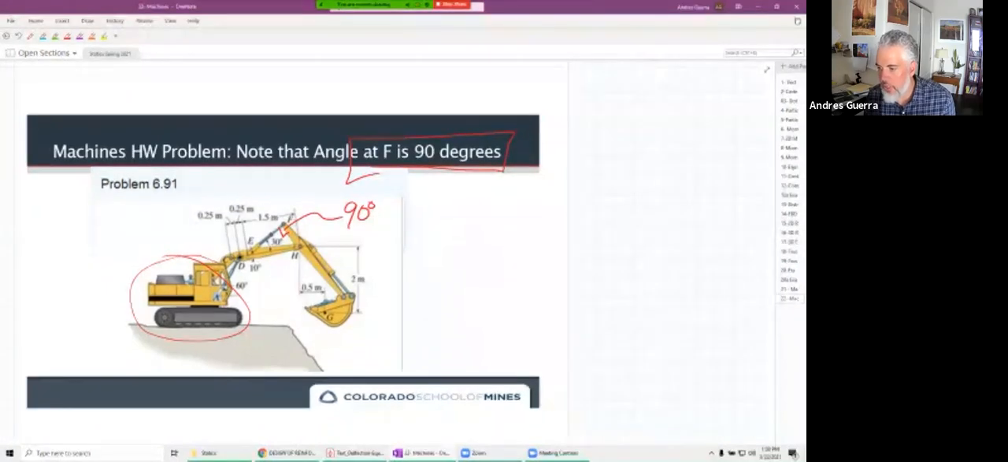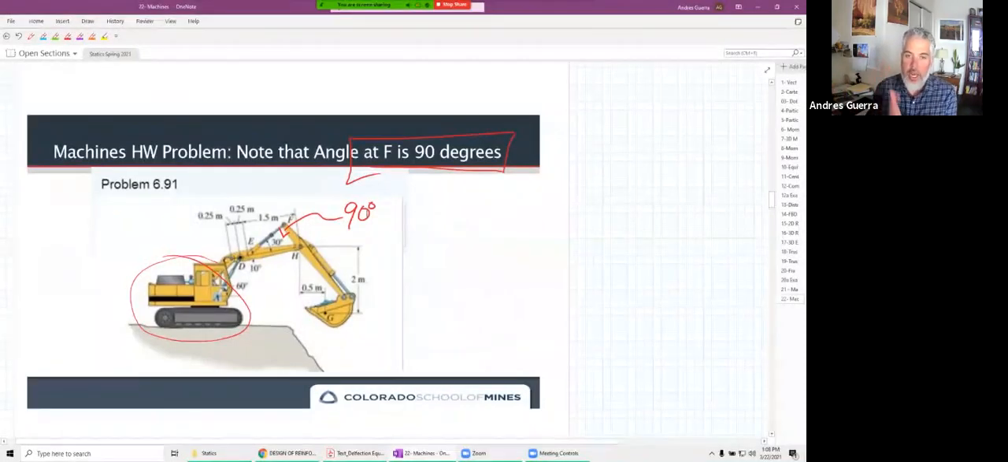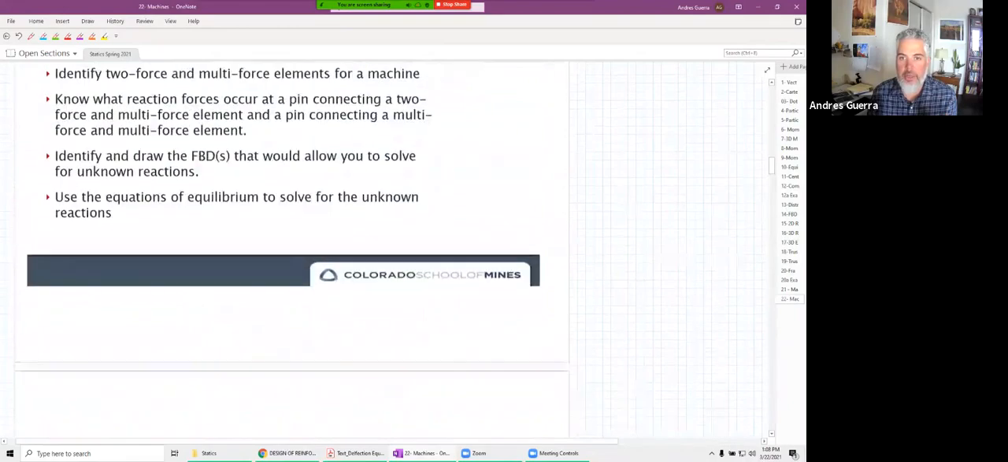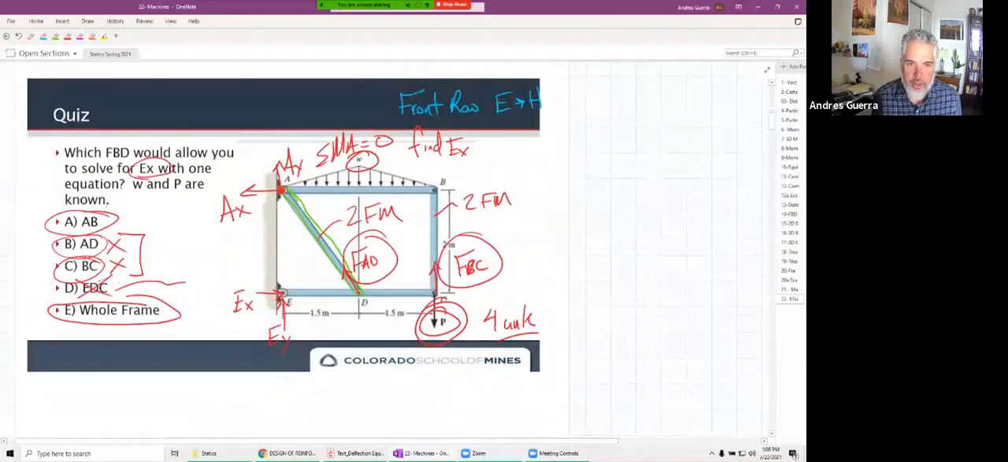So I have another question in the chat. Is it considered making an FBD of the whole thing if you were to split it in half? If we're splitting it in half, it's not the whole thing anymore, right? We are not cutting through any of our rigid objects right now. We are picking the whole rigid object. Like on our quiz question back here, this is a whole rigid object. That's the whole thing. We're not cutting it anywhere.